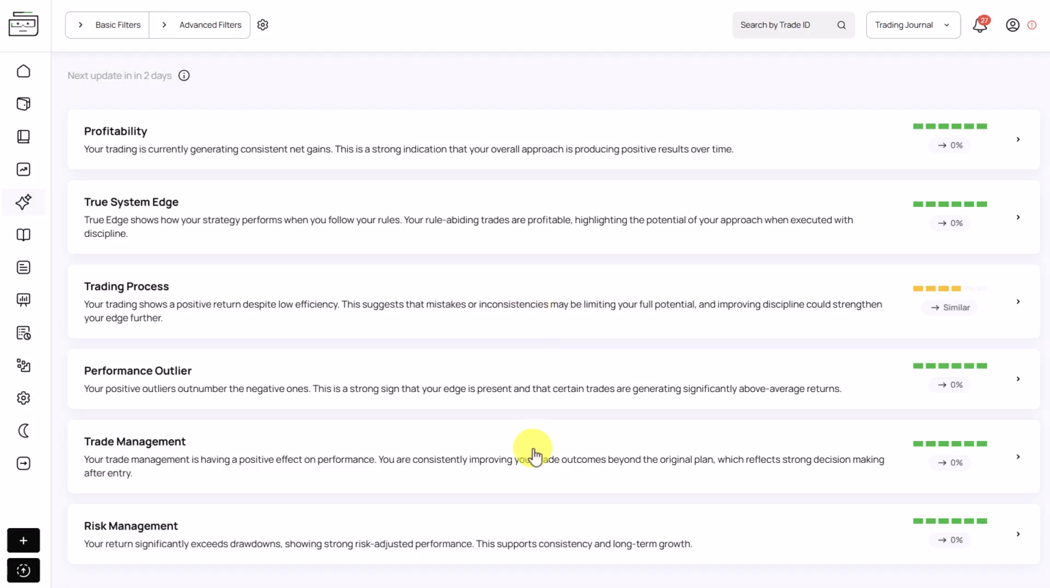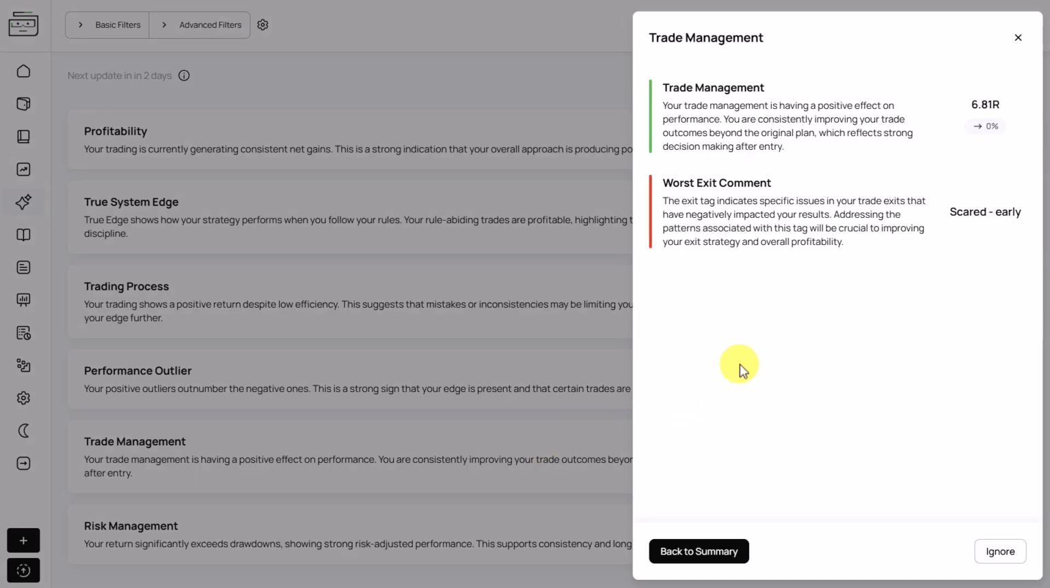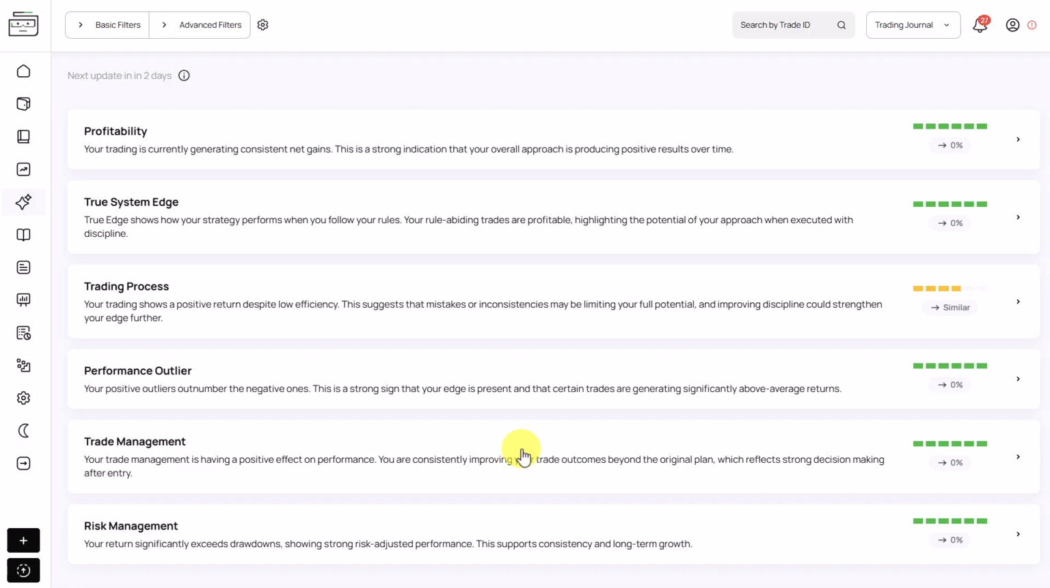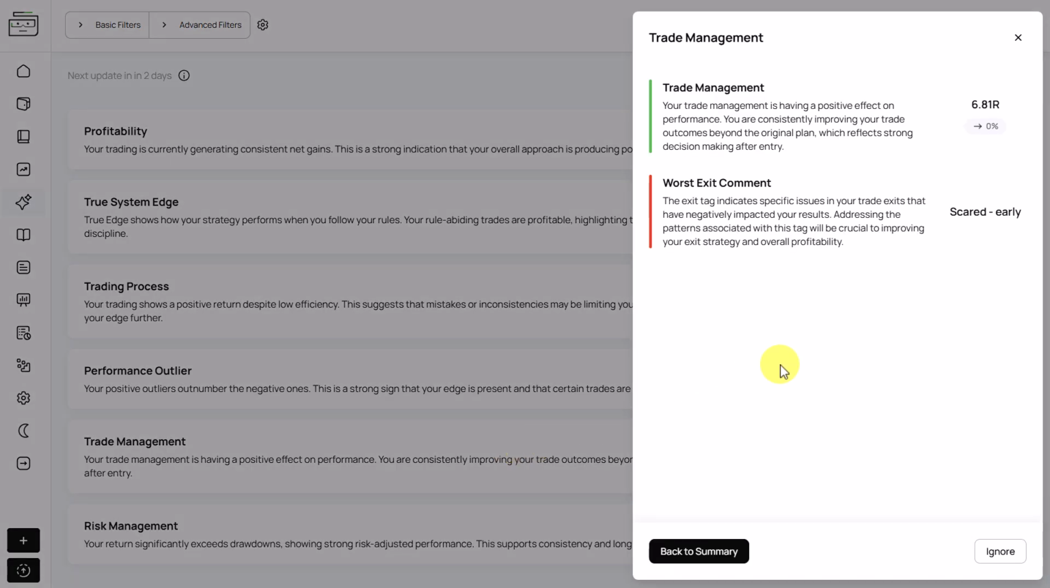Many traders discover their trading system was never the problem. It was rule breaks and other data leaks. By using the Edgewonk trading journal, you spend less time analyzing and more time improving.